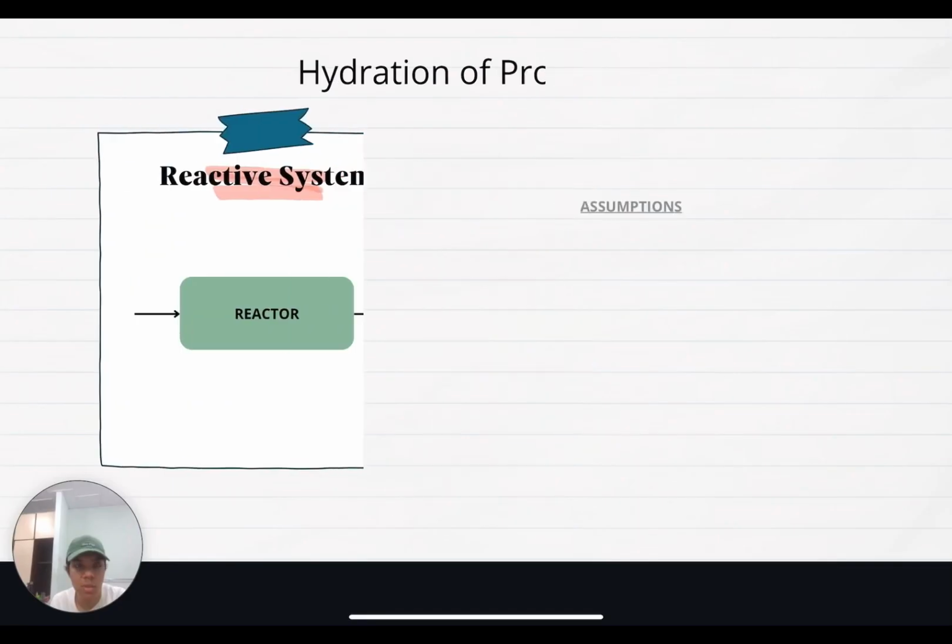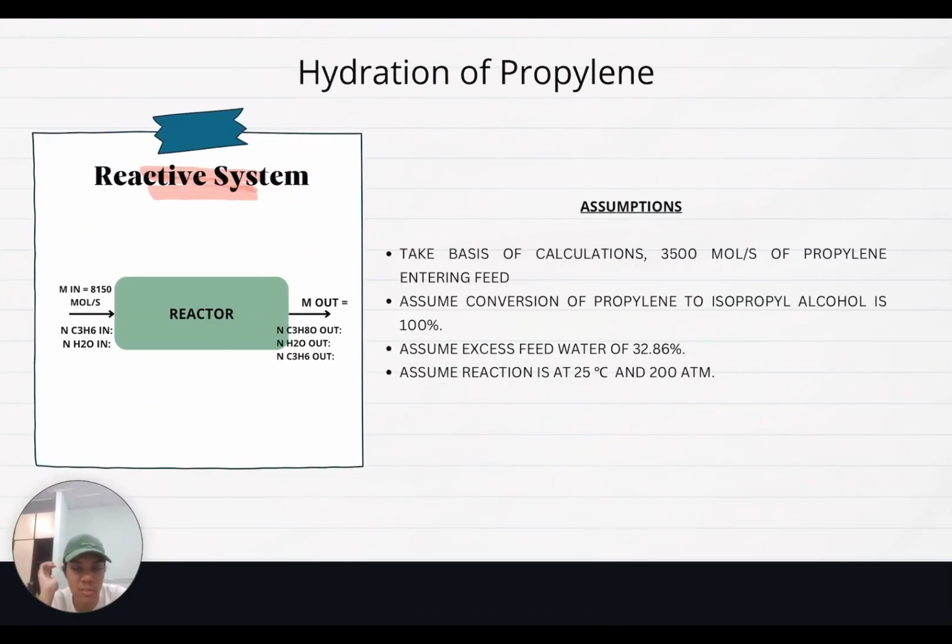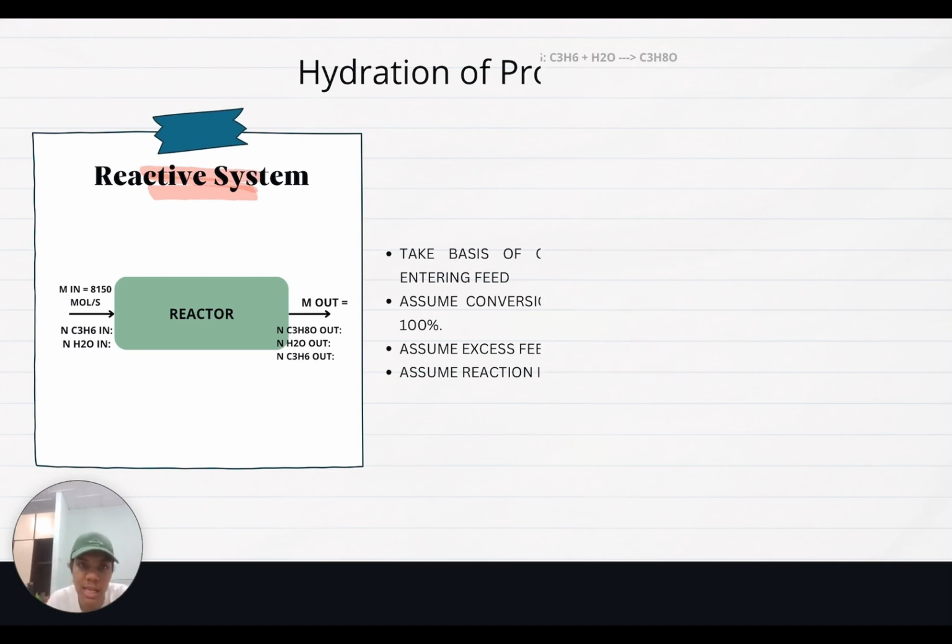Simple. We continue with the mass balance for the reactive system, which is the hydration of propylene. So these are the assumptions. We are going to take our basis of calculation, which is 3500 of propylene entering feed. Assume that it is 100% reacted. Assume excess feed water will be 32.86%, and that will be the assumptions.